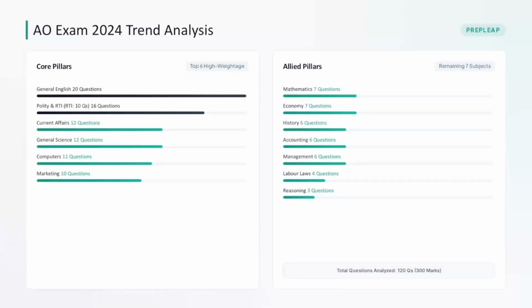So the last exam that happened for DRDO was the AO exam, the admin officer exam in 2024. In this exam, there were 120 questions. If we look into the parameters, the general English had around 20 questions, polity and RTI had around 16 questions, whereas current affairs, there were around 12 questions, general science, another 12 questions, computers, 11 questions, marketing, 10 questions. Then there were 7 questions from mathematics, economy had 7 questions, history had 6, accounting had 6 questions, management 6 questions, labor laws 4, and reasoning 3 questions. So total there were 120 questions and the total marks were 300.